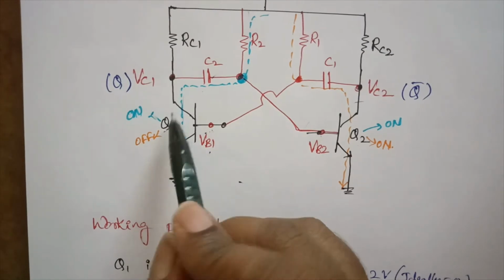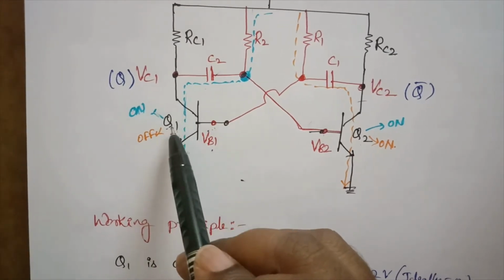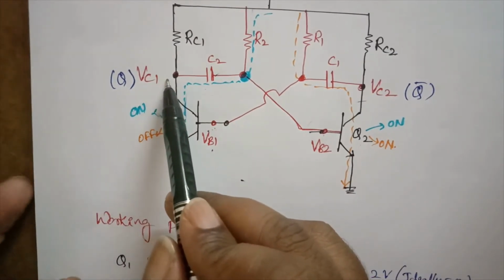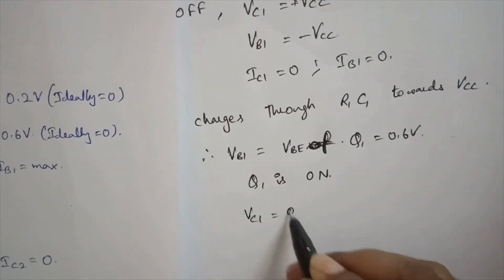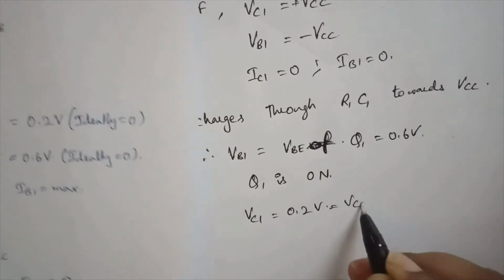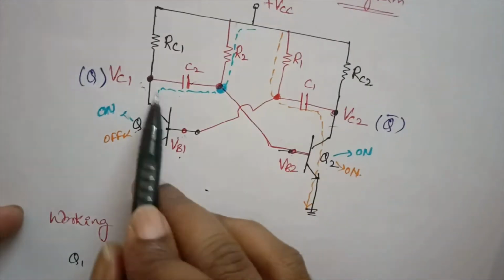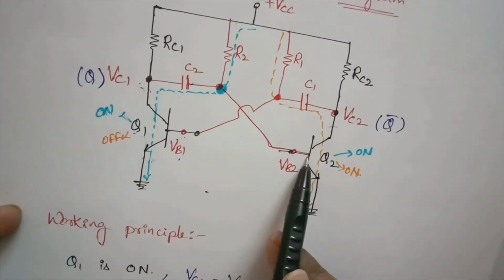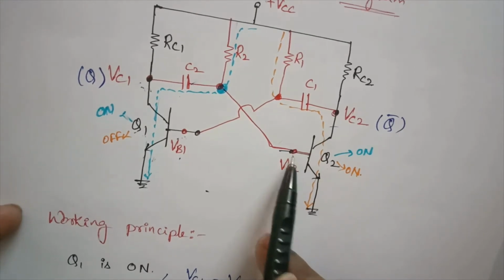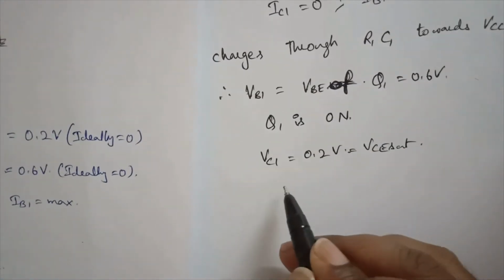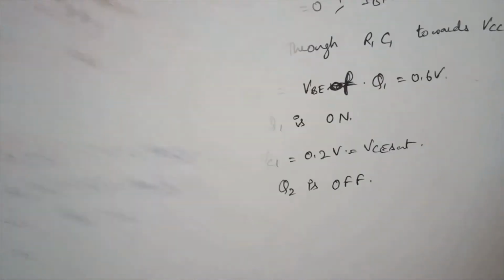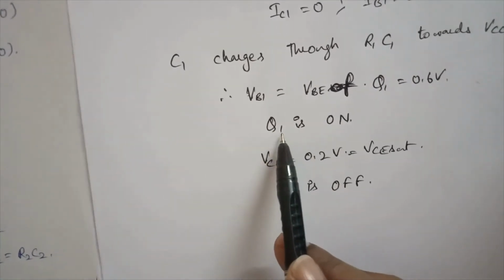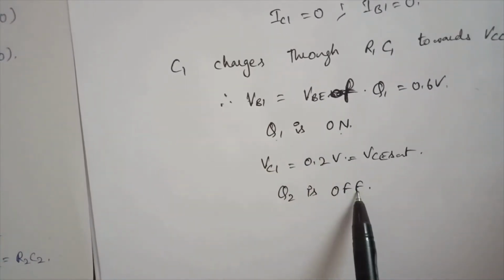At that point, what happened? When Q1 is on, VC1 becomes 0. So VC1 is at 0.2 volts. This 0.2 volts is applied to VB2. Therefore what happened? Q2 is off. Okay, so now again we are getting Q1 is on, Q2 is off.